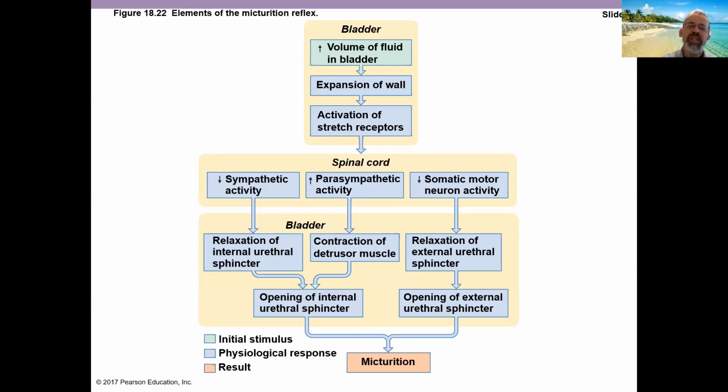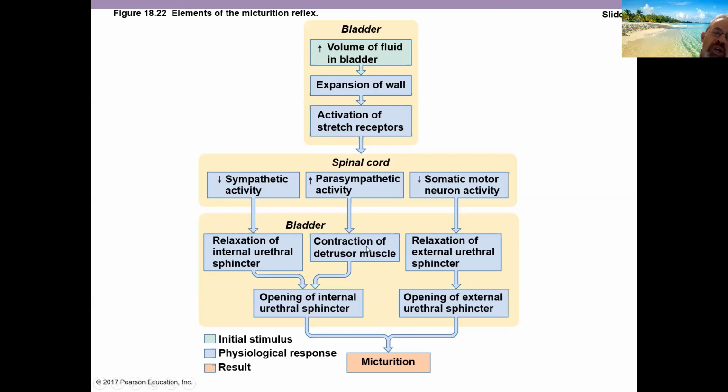Number 1, we see an increase in the activity of the parasympathetic system and a decrease in sympathetic, right? So in the process of urination, if we talk about the autonomic nervous system, we see an increase in parasympathetic, decrease in sympathetic. All right, so what does this mean? This triggers contraction of the detrusor muscle, which causes the bladder to contract, right? It's like we want to squeeze out the urine.